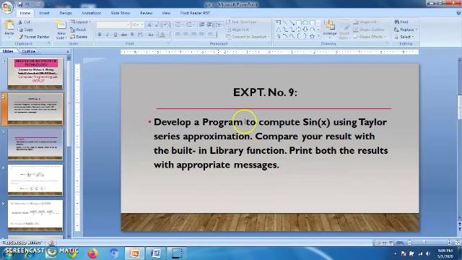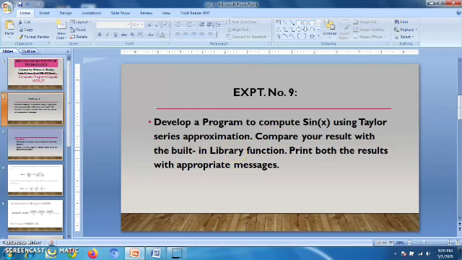So here you have to write a program to compute the value of sin of x using the Taylor series approximation. And after this you have to compare your result with the built-in library function. That means whatever value of sin of x you get after calculation, you have to compare with the value you get from the built-in library function.